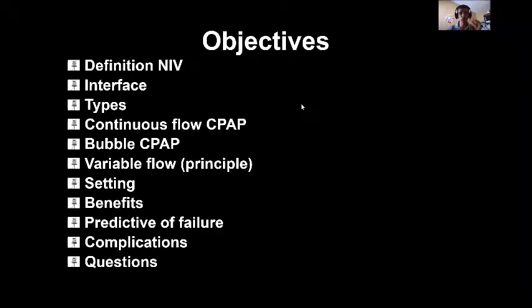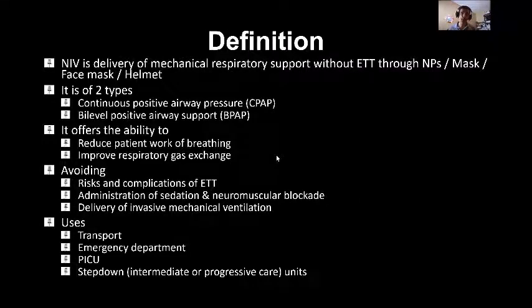This talk is about non-invasive ventilation. So the objectives will be to define non-invasive ventilation, talk about interfaces, and talk about types of non-invasive ventilation. We'll talk about continuous flow CPAP, bubble CPAP, variable flow CPAP, setting of a CPAP, the benefit, and how the CPAP can fail and the complications. So we said non-invasive ventilation is any respiratory support without an ETT. When you have an ETT, it's invasive support. To connect to the patient, you can connect the CPAP with interfaces. It can be nasal prongs, a mask, a face mask, or a helmet. In general, they are of two types, although there are other types: either continuous positive airway pressure, or CPAP, or bilevel CPAP. Bilevel means you're giving PEEP and PIP.